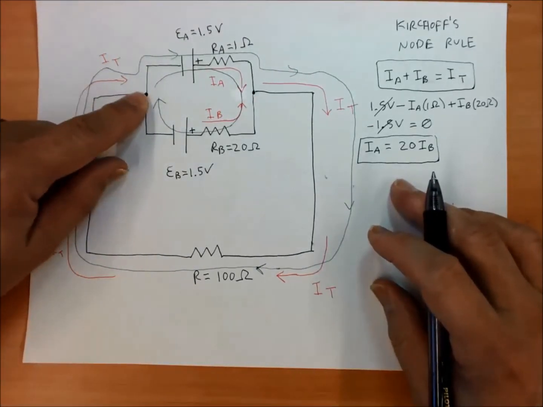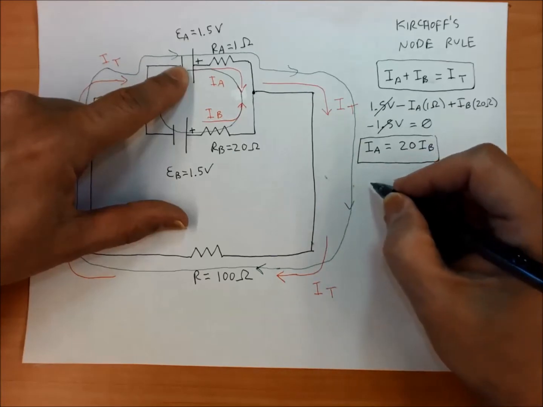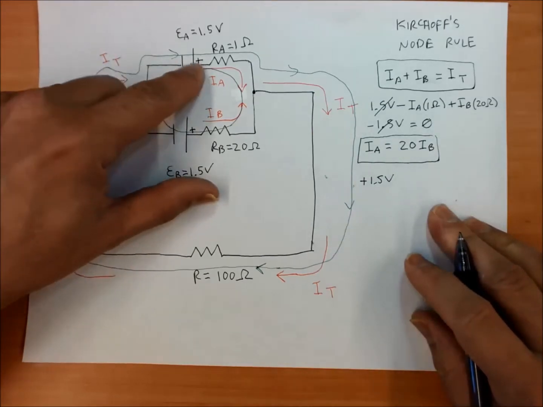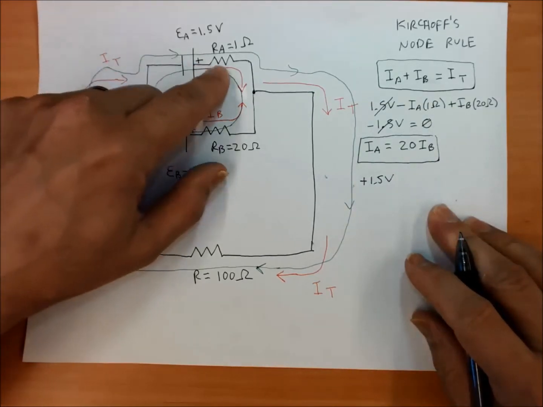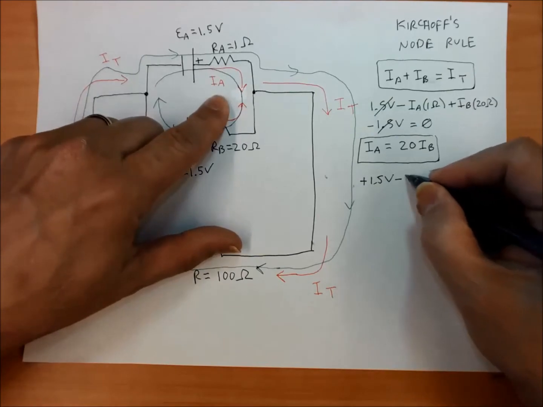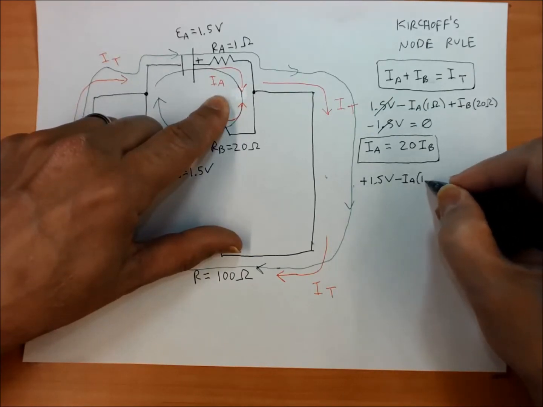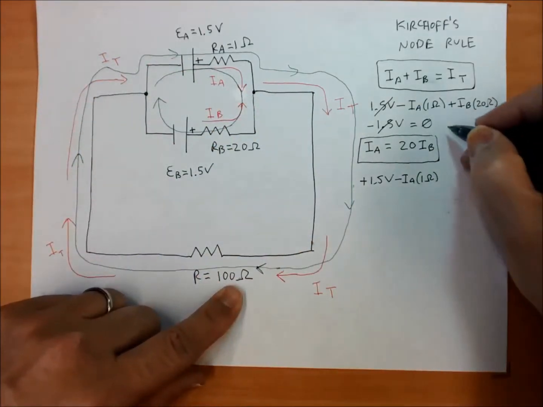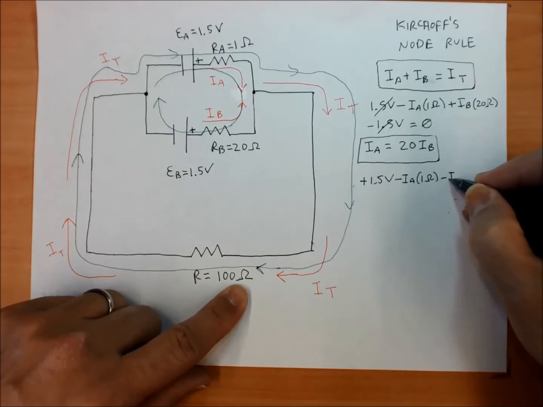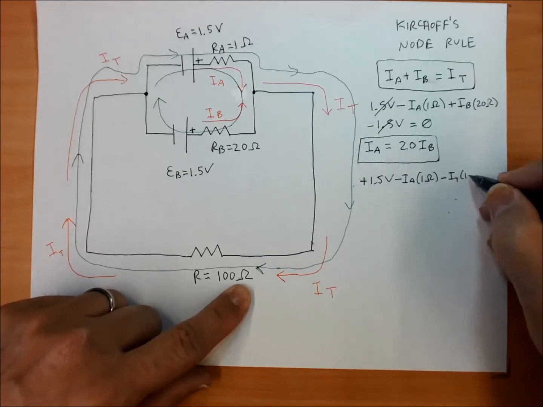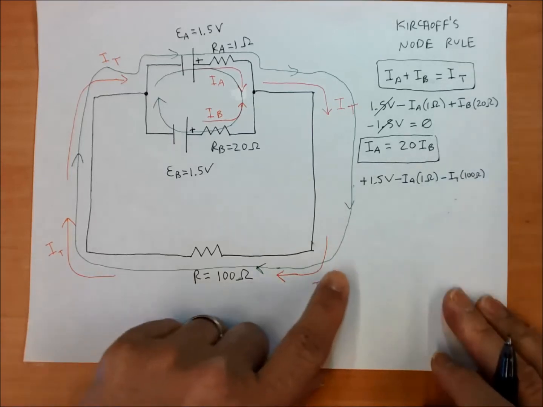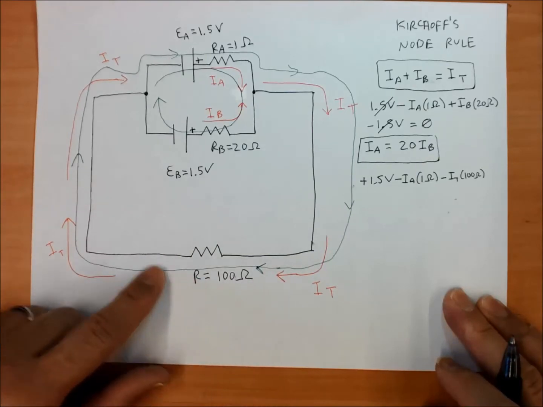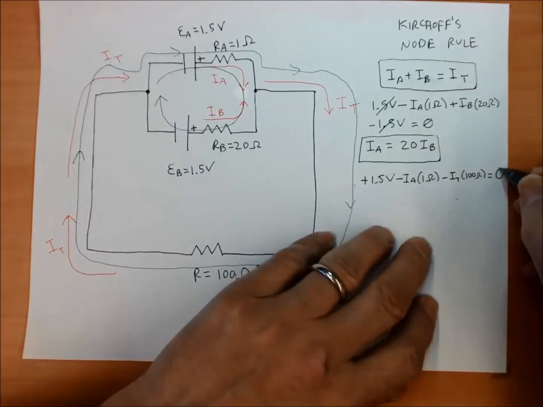Let's start here at this point and again go through the battery, or the EMF I should say, plus 1.5 volts going in the proper positive direction. Another voltage drop here, minus I sub A times 1 ohm. Coming back through here, another voltage drop, which would be minus the total current times 100 ohms. Again, I'm going in the direction of the assumed current, so it's a voltage drop. And that's about it. I get 2 drops and 1 boost, and all of that's equal to 0.